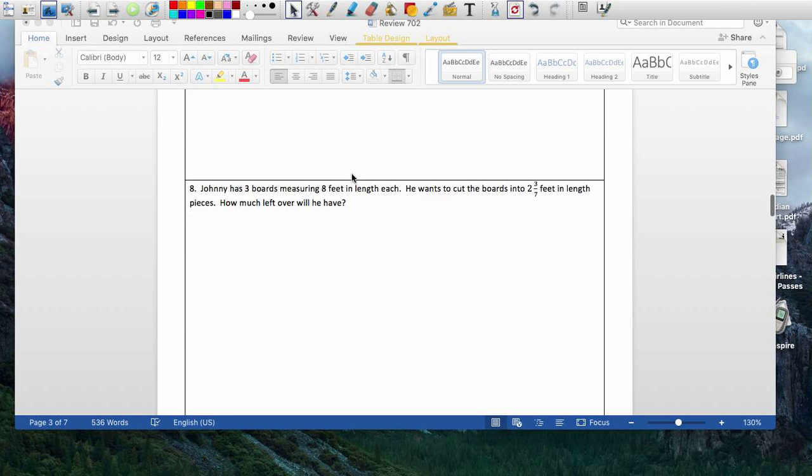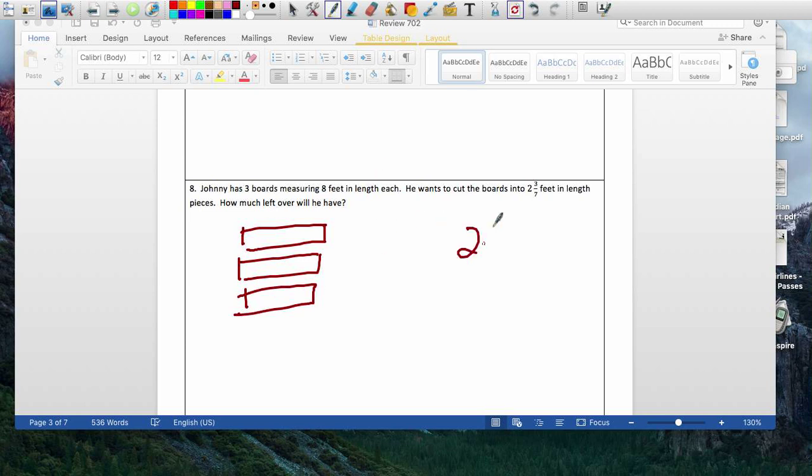Number 8. Johnny has 3 boards measuring 8 feet in length. So he has one board, and this is 8 feet. Another board, which is also 8 feet, and one more board, which is also 8 feet. And he wants to cut the boards into 2 3/7 feet pieces. How much leftover will he have? Ooh, this one is a tricky question.